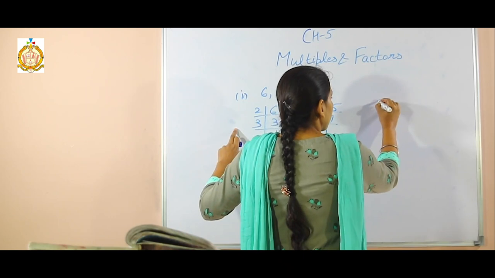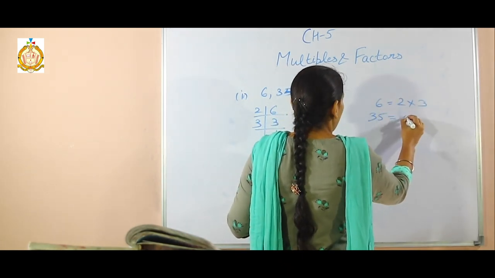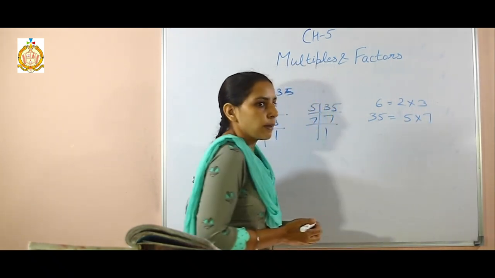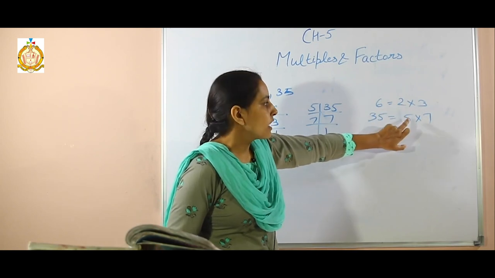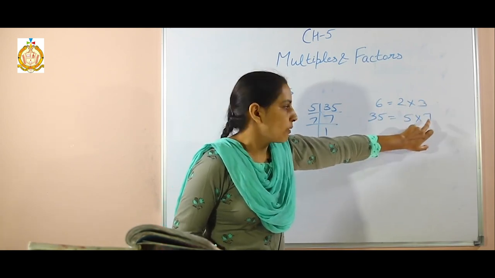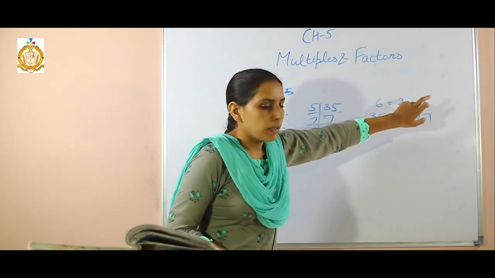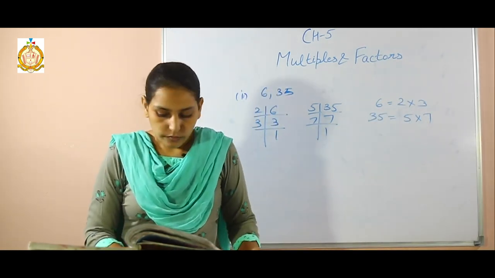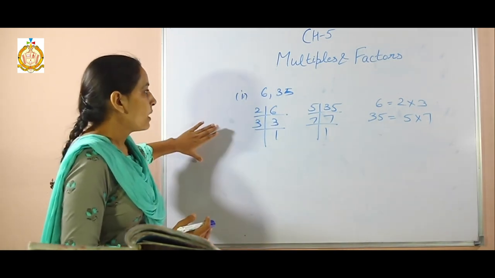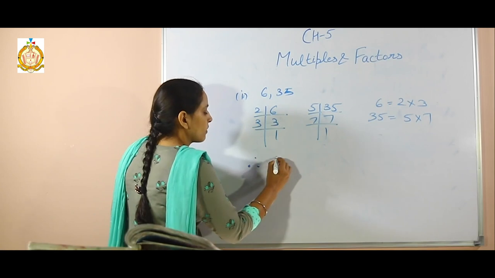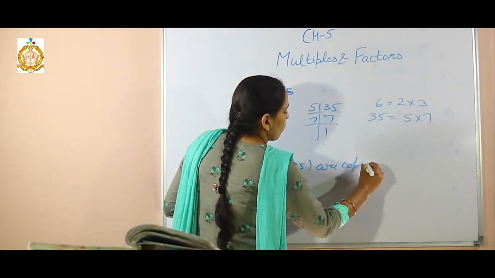Now write down the factors of 6: 2 multiplied by 3, and the factors of 35: 5 multiplied by 7. Students, in this sum, no factor is common. 2 is present here but not here. 3 is present here but not here. 5 is present here, not here. 7 is present here but not here. So these two numbers are co-prime numbers.